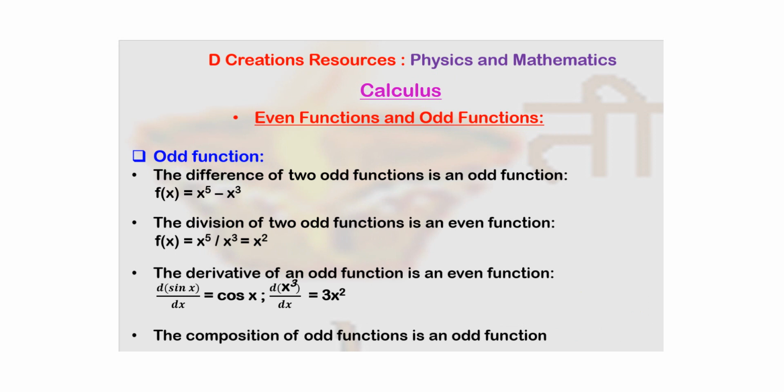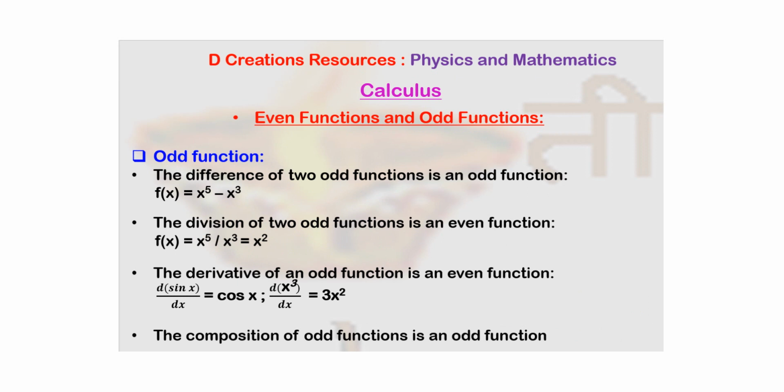Similarly, the difference between two odd functions will be an odd function, and the division of two odd functions will again be an even function. So x raised to 5 is an odd function, x raised to 3 is an odd function. When you divide x raised to 5 by x raised to 3, you get x square, which is an even function. The composition of odd functions is also an odd function.